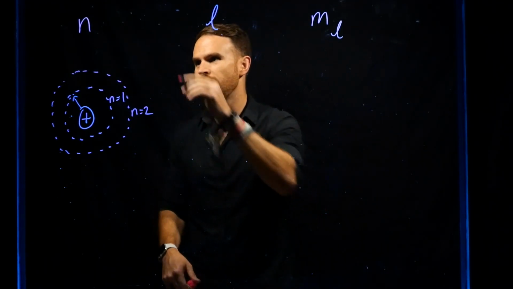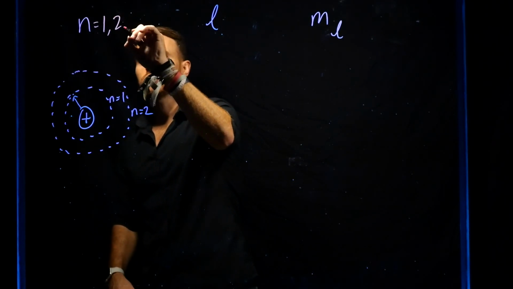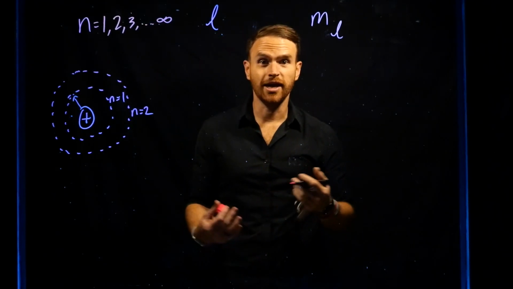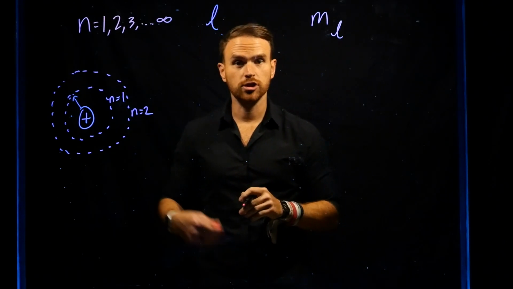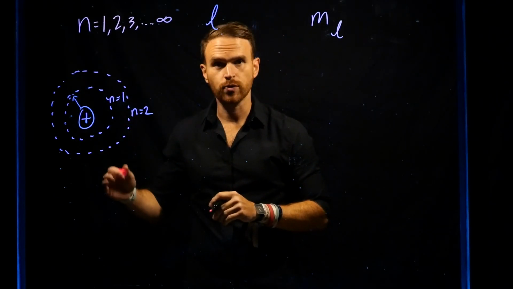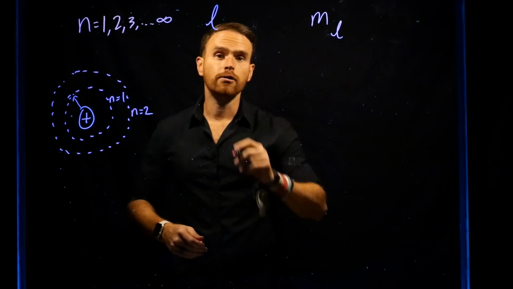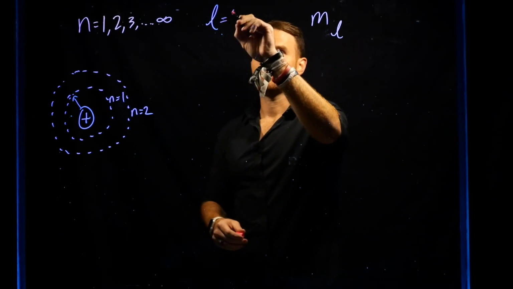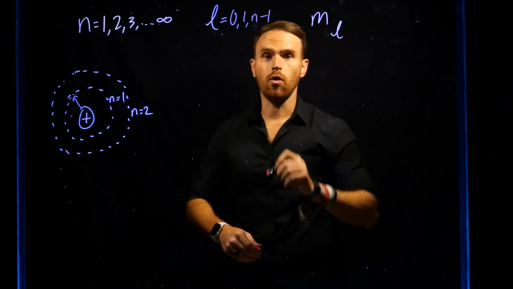And similarly, n can go from 1 to 2 to 3, all the way up to, theoretically, infinity. Again, this tells you the distance from the nucleus where we can find electrons, or the discrete energy level that electrons are located at. l is the angular momentum quantum number, which has values from 0 all the way to n minus 1.